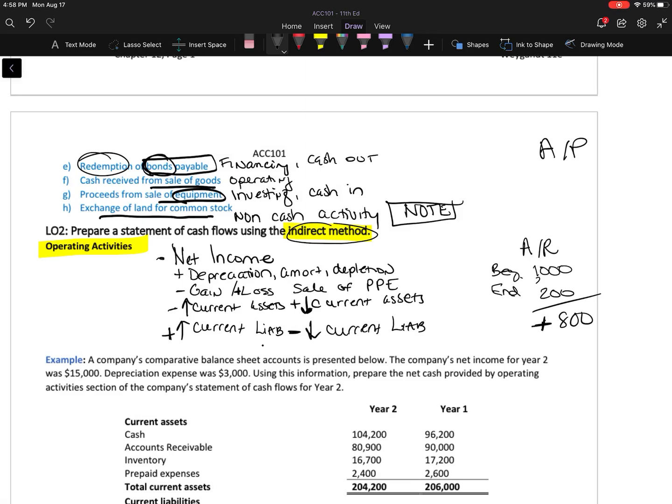If we have an increase in a current liability, we're going to add it, and a decrease in a current liability, we're going to decrease it. The same thing goes with accounts payable, a liability. If you owe $500 at the beginning of the year, and you only owe $100 at the end of the year, how did that impact your cash? Well, you paid $400 of your balance. It decreased your cash. So if you have a decrease in a current liability, like accounts payable, you would take it out. All right, that feels like a lot to remember.